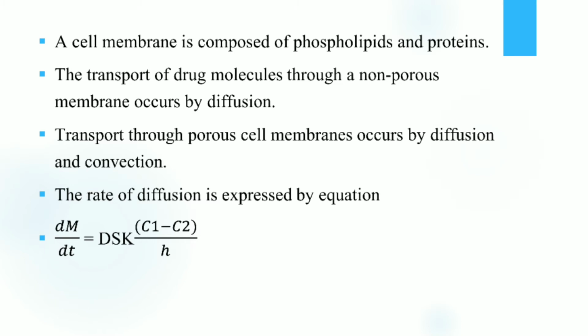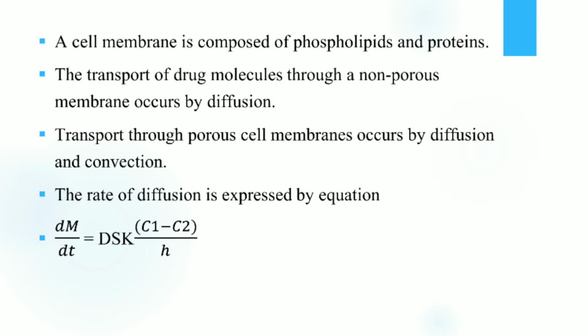Absorption of a drug across the stomach lining or mucosa and the blood-brain barrier are two representative examples of transport phenomena. Skin is also a great example of a membrane for the entry of drugs. The transport of drug molecules through a non-porous membrane occurs by diffusion. Transport through a porous cell membrane occurs by diffusion as well as convection.